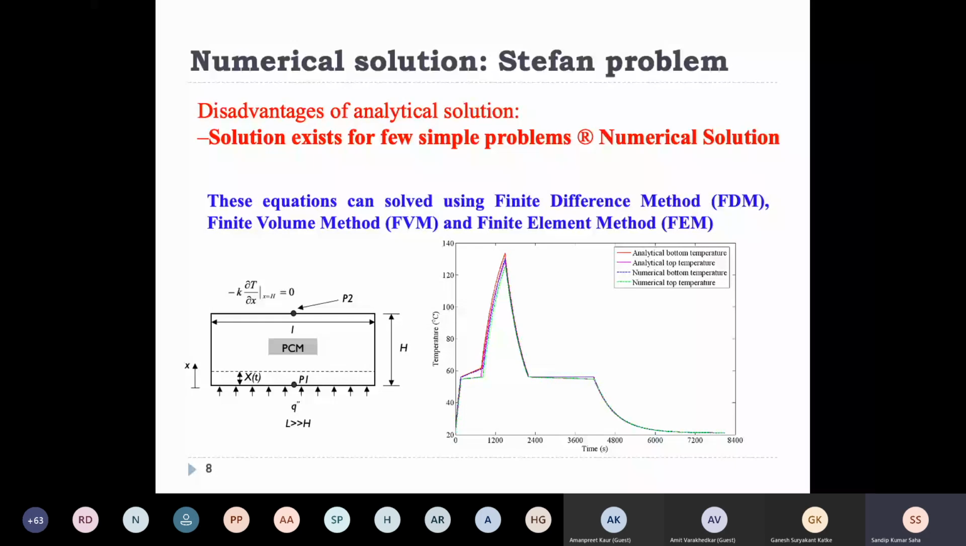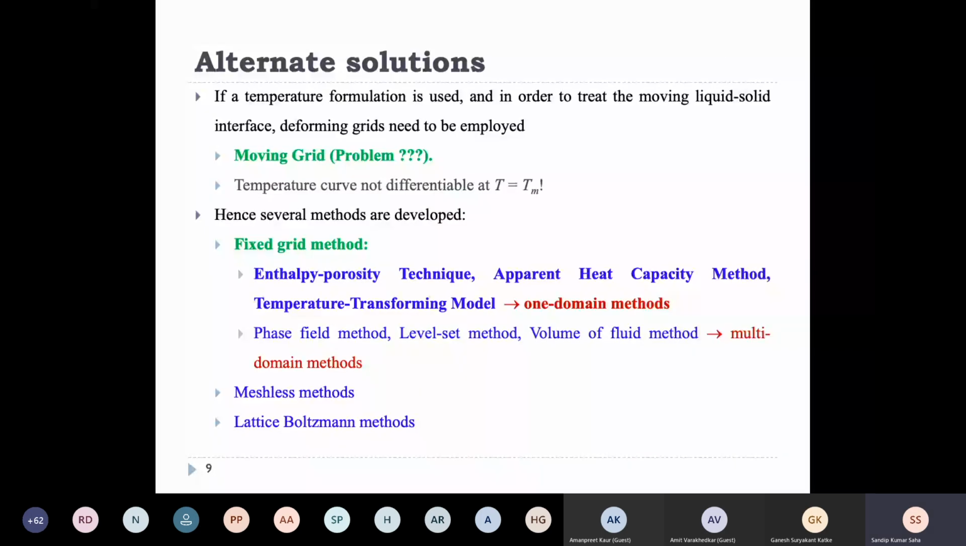Okay. Once we have the equations, we can use the finite difference method, finite element method, or finite volume method to discretize those equations and solve the problem. But before that, what is the modeling approach? Now I will start describing. As I told you just now, there is not one type. I just told you the moving grid approach, where you are explicitly tracking the melt front and then calculating the solid and liquid phase temperature.